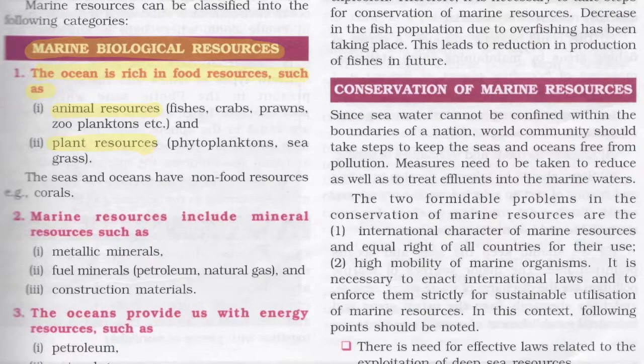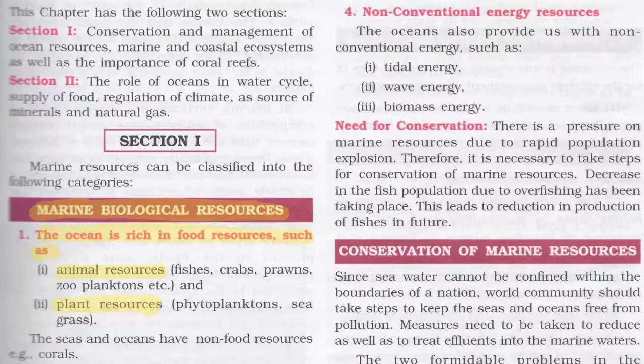The seas and oceans not only have food resources, they also have some non-food resources like corals. Marine resources include mineral resources like metallic minerals, fuel minerals like petroleum, natural gas, and construction materials. The ocean provides us with energy resources like petroleum and natural gas. Oceans provide non-conventional energy resources like tidal energy, wave energy and biomass energy.